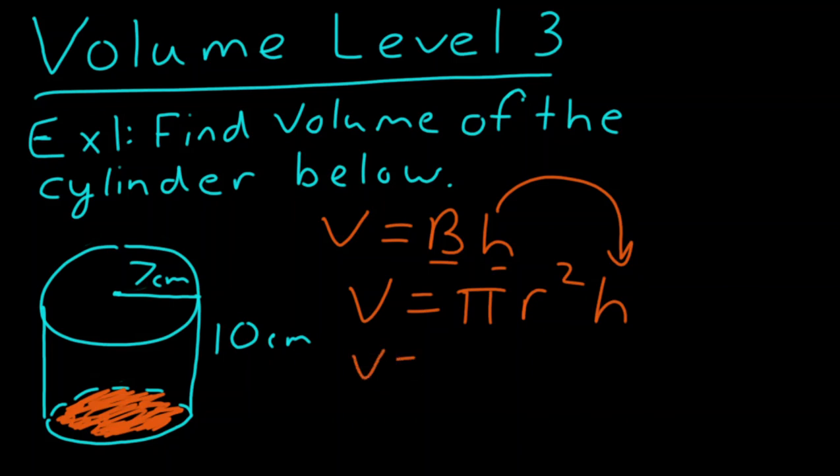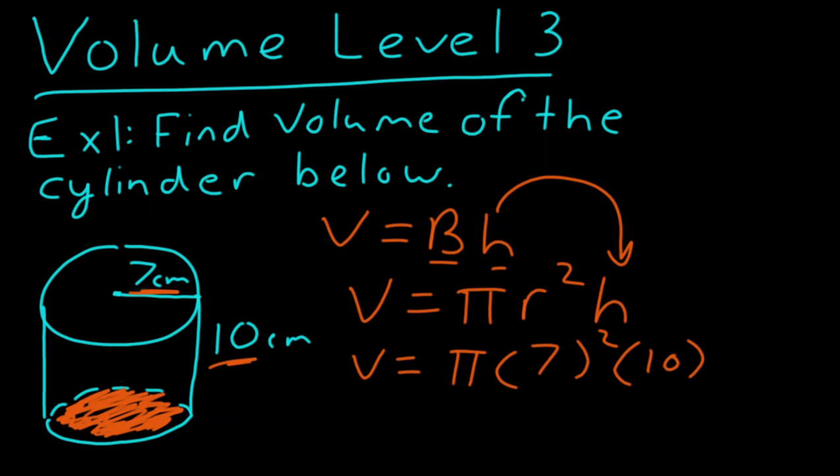I'll write volume equals pi, parentheses, we know that our radius is right there. That's going to be 7 squared, times the height. And we know that height is going to be 10.